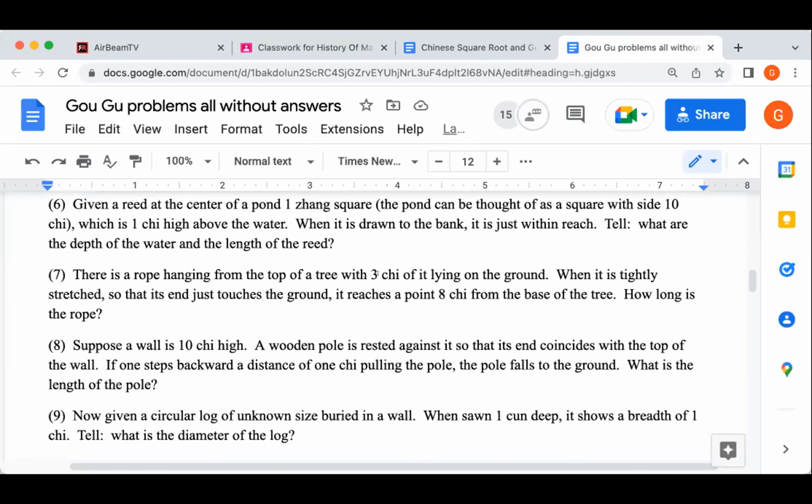Okay, so the wall is 10 high, a wooden pole is rested, so it's 10. So here we have the 10 and the X. There's our pole. So this is before anything has happened. If one steps backward a distance of 1 foot, pulling the pole, it falls to the ground. It's not worded very well, but keep in mind, on the final, I would literally take this question and change the numbers. So even if you don't think this question is worded so well, we'll agree upon how to interpret it.